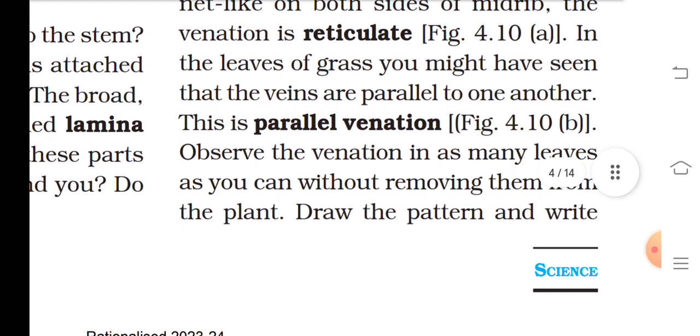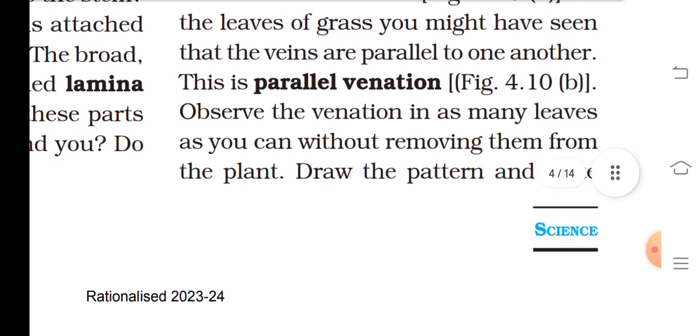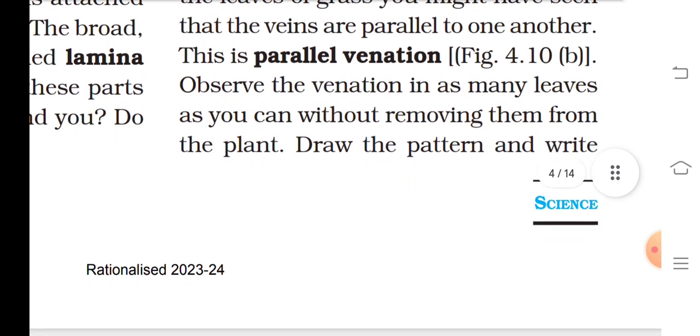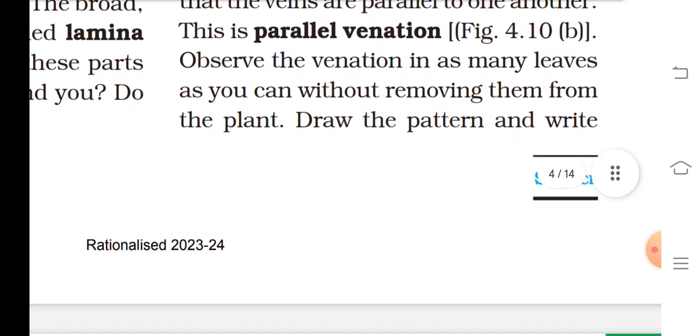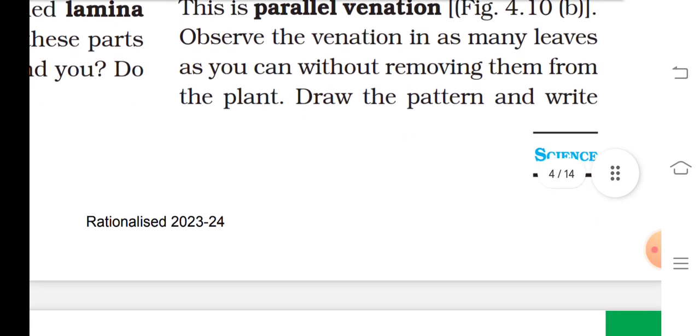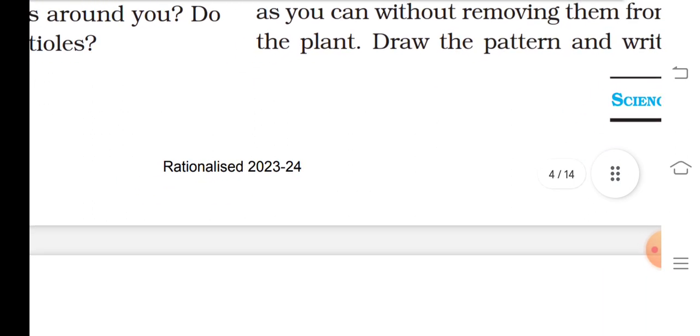In the leaves of grass, you might have seen that the veins are parallel to one another. This is parallel venation. Observe the venation in as many leaves as you can without removing them from the plant. Draw the pattern and write.